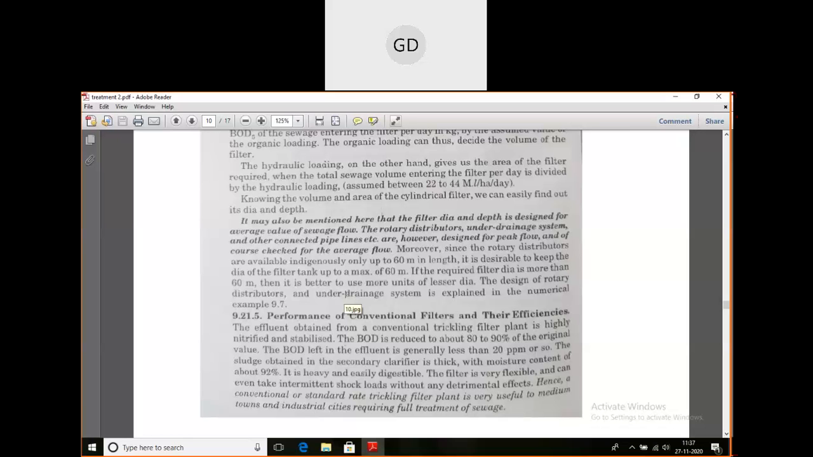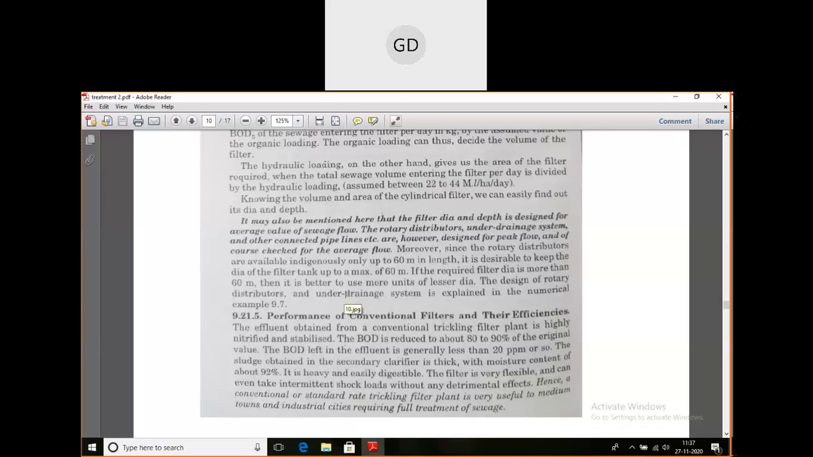But the filter diameter and the depth are designed for what? Average value of sewage flow. One is for average flow and the other one is for peak flow. But when you find the peak flow, again we have to check for the average flow.